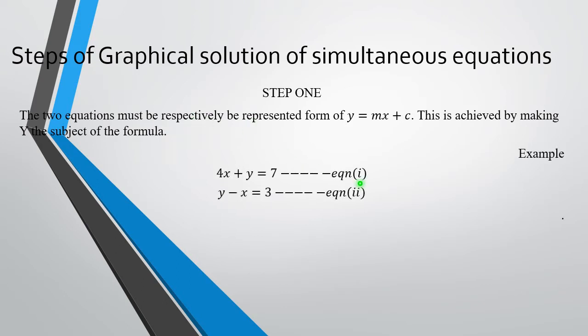Take for example these equations. We have equation number 1, 4x plus y is equal to 7, and equation number 2, y minus x is equal to 3. These two equations are what we combine and call simultaneous equations. Why are they called simultaneous equations? Because you have two equations that you have to solve at the same time.